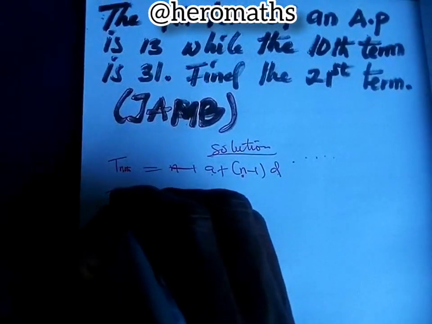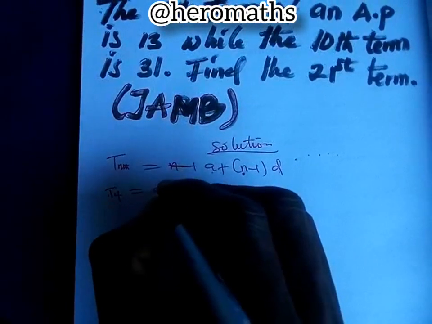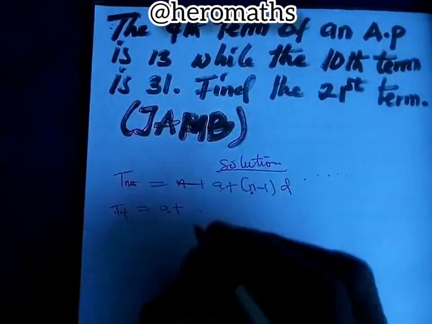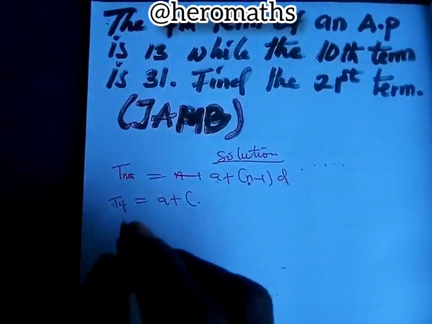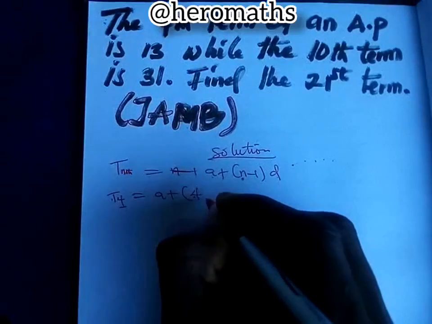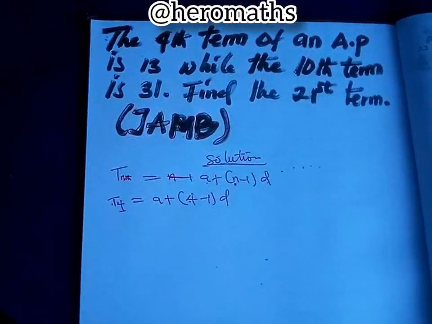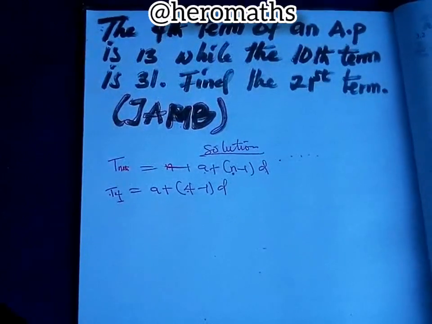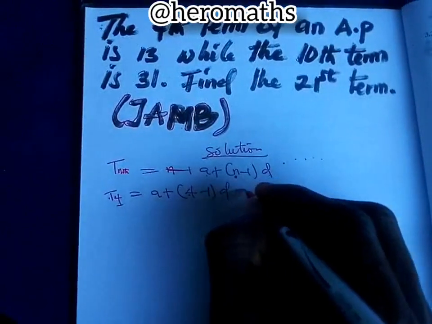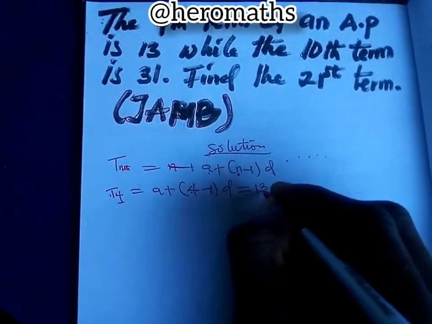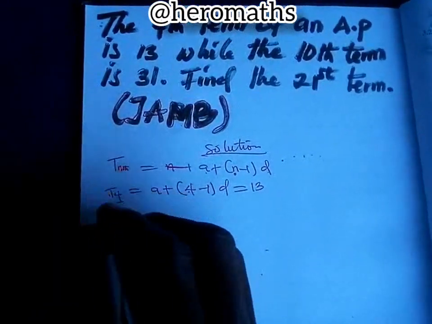That means T4 is equal to a plus open bracket, the number of terms is 4, so we put 4 minus 1 close bracket d. The fourth term of an AP is 13, while the 10th term is 31. They say the fourth term is what? 13. We put 13.